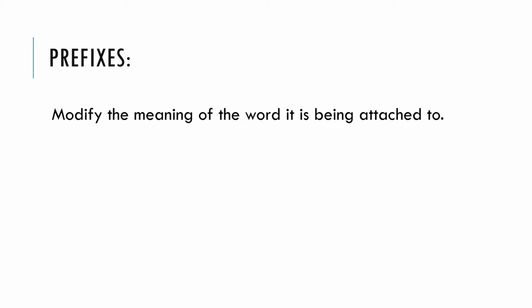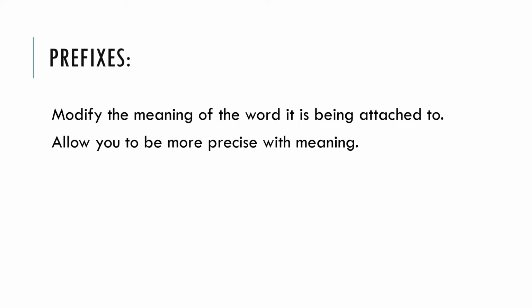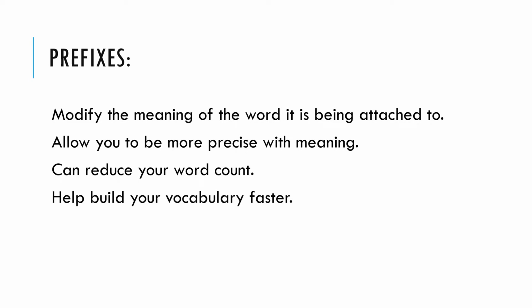Prefixes modify the meaning of the word they are being attached to. They allow you to be more precise with meaning. They can reduce your word count, and they can help to build your vocabulary faster. So for example, the word like: if we want to be precise with its opposite meaning, we can use the prefix dis and have the word dislike. This has reduced our word count, so we do not have to say do not like. And we've just effectively doubled the use of the word like.